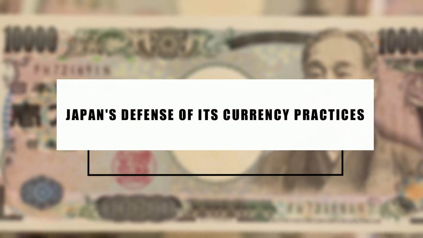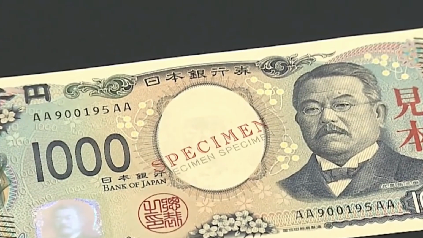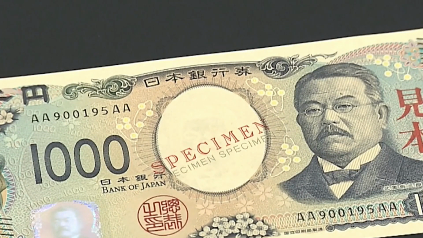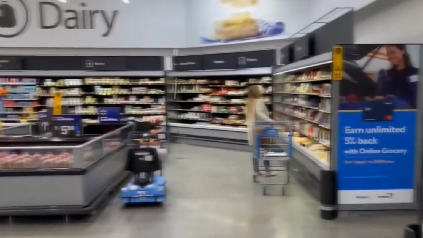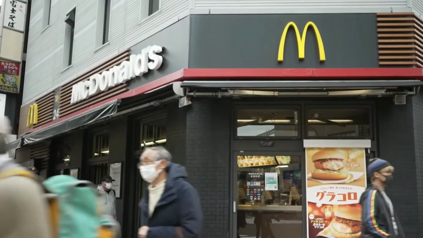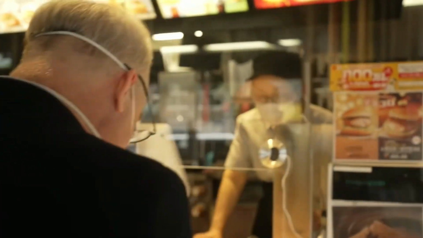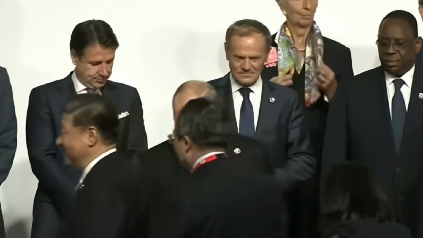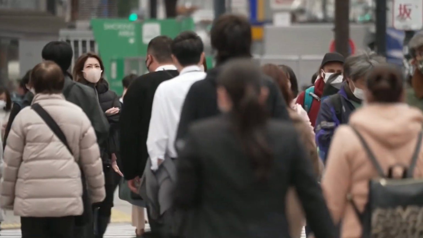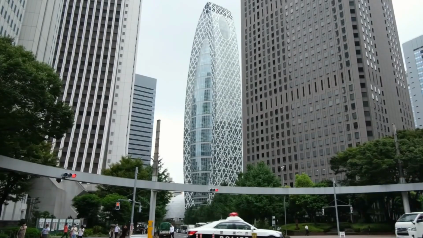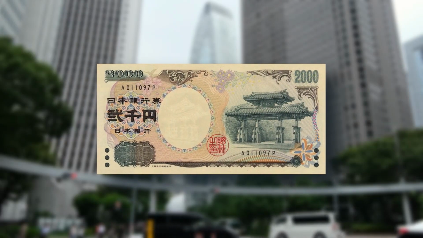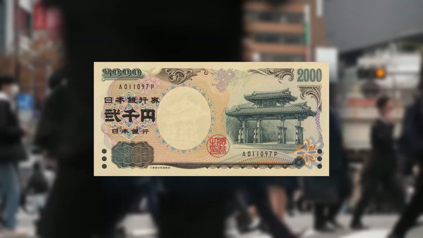Japan's defense of its currency practices. Japan has consistently defended its currency practices, emphasizing that its actions are aimed at combating deflation and promoting sustainable economic growth rather than manipulating the yen for trade advantages. Japanese officials have argued that their monetary policies, including quantitative easing and maintaining low interest rates, are primarily focused on domestic economic challenges, such as an aging population and stagnant wage growth. They contend that any impact on the yen's value is a byproduct, not the objective, of their efforts to revive the economy.